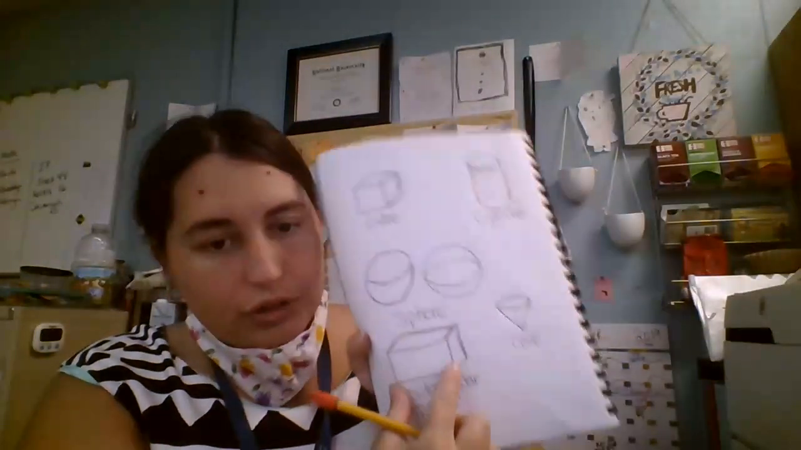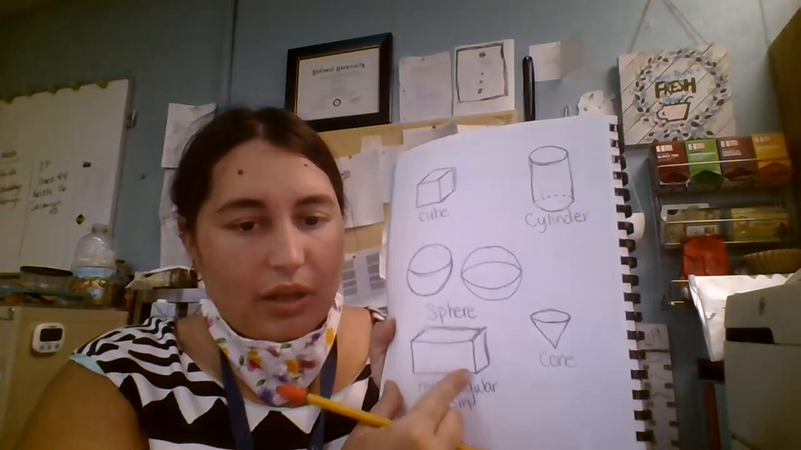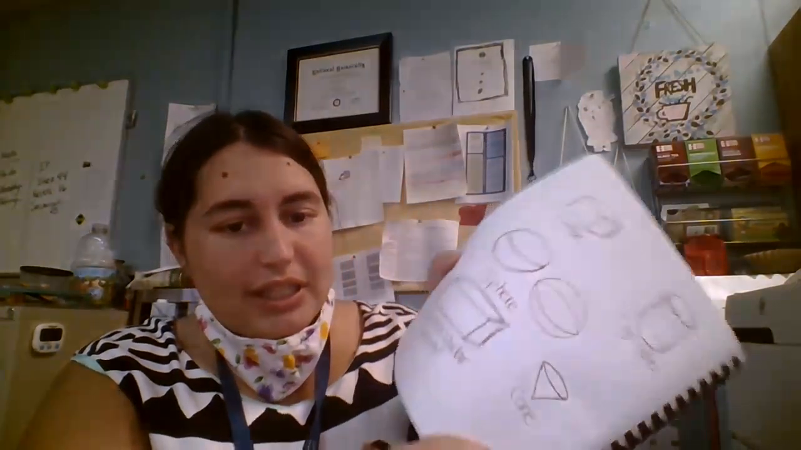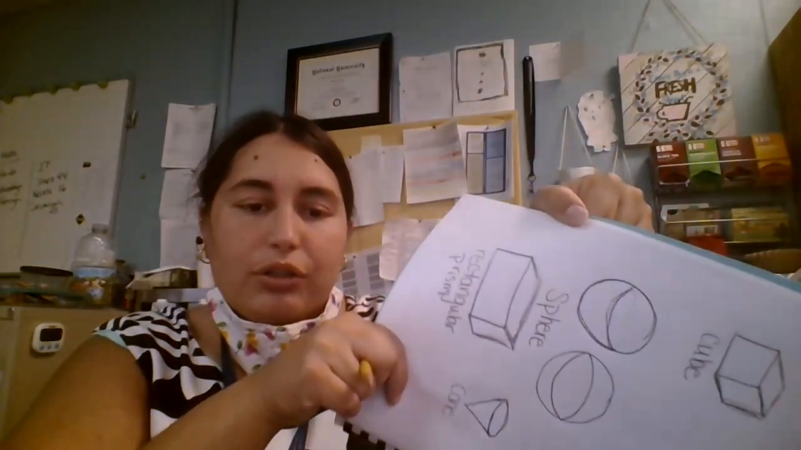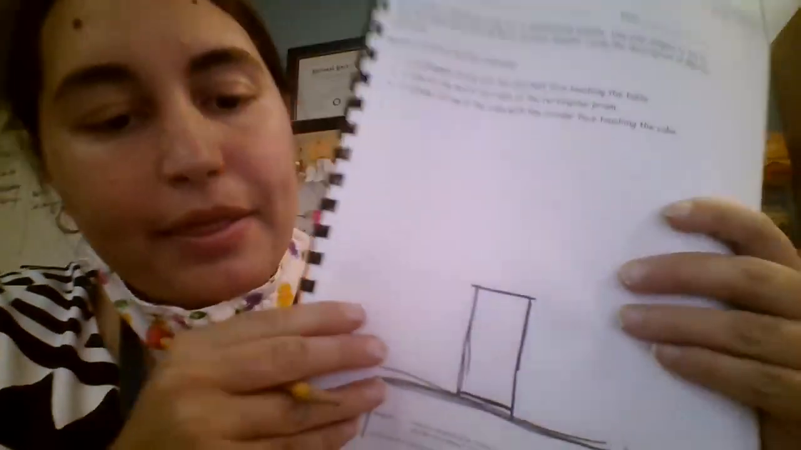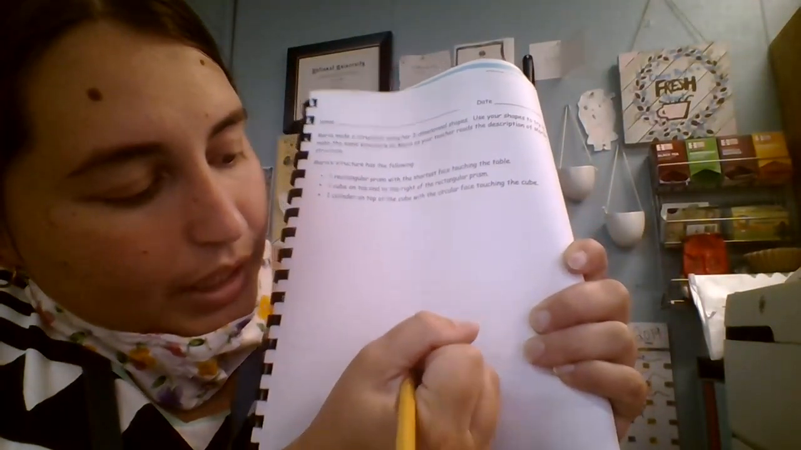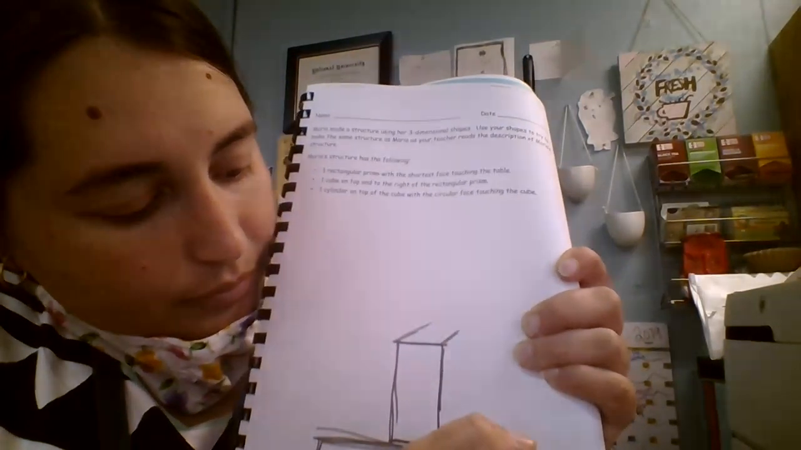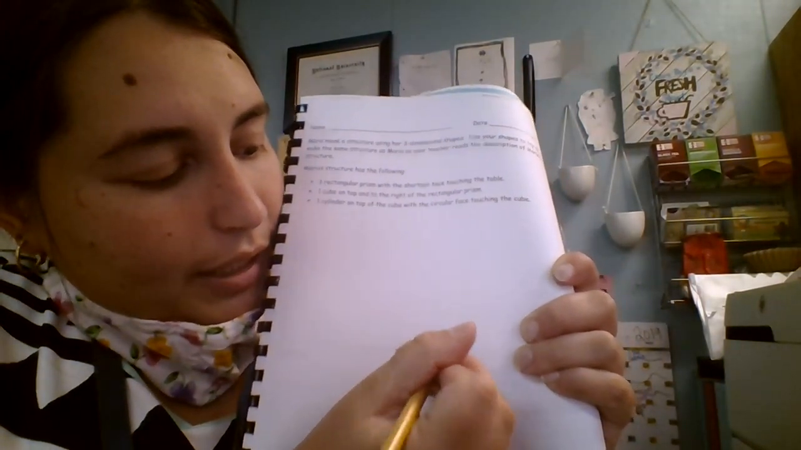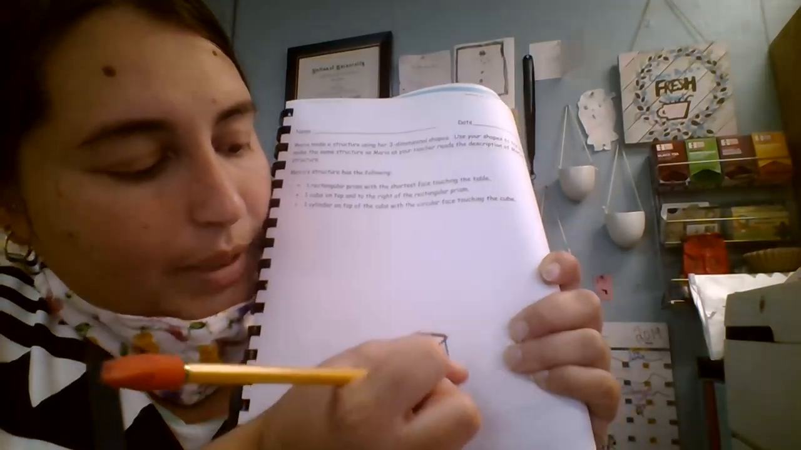The next says 1 rectangular prism with the shortest face touching the table. So when we're looking at a rectangular prism, this is the shortest face, and here's the longest. So if we have the shortest face touching the table, we need it this way. So when we're drawing it, we're going to draw it this way. It's kind of like a tower. So I'm going to draw a rectangle standing up and down on the table. Then I'm going to make it my prism and add the lines here. Go ahead and connect until it looks like a rectangular prism.